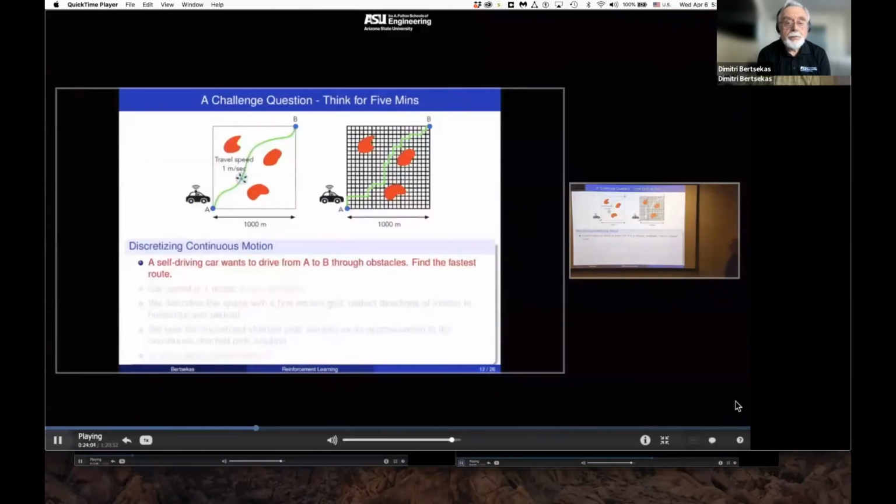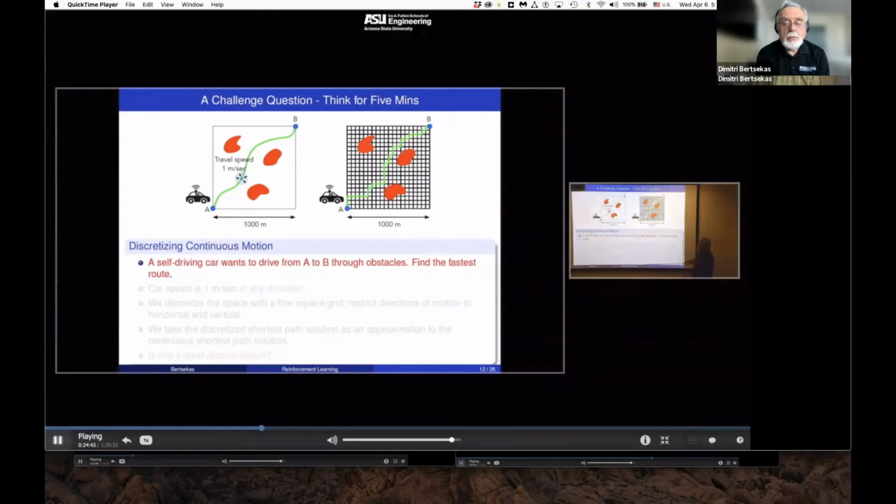Okay, so I have a challenge question for you involving continuous spaces problems. I have a self-driving car that wants to drive from point A to point B within this continuous space. It has to avoid these red obstacles here. It has a travel speed of 1 meter per second, but in any direction. You can point the car in any direction you want, and that's its travel speed. And this is 1,000 meters, and this is 1,000 meters.